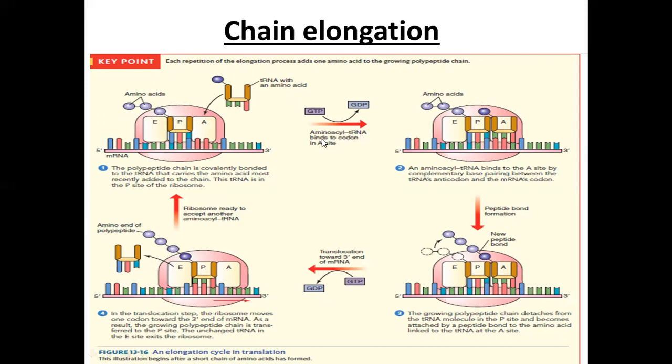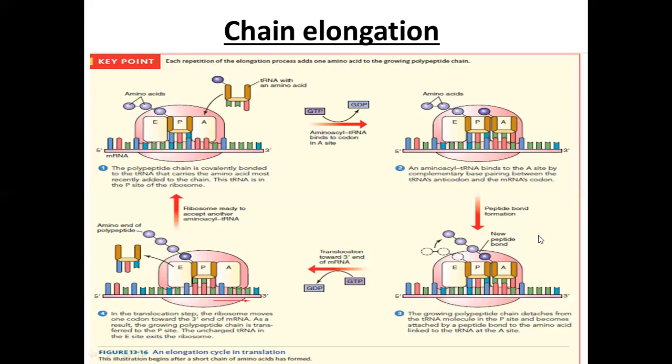And then we have the amino acid transfer RNA binding to the codon in the A site in the presence of energy, GTP or ATP. This will lead to an amino acid transfer RNA binding to the A site by complementary base pairing between the anticodon on the transfer RNA and the messenger RNA codon. And then we're going to go to the next process, which is peptide bond formation.